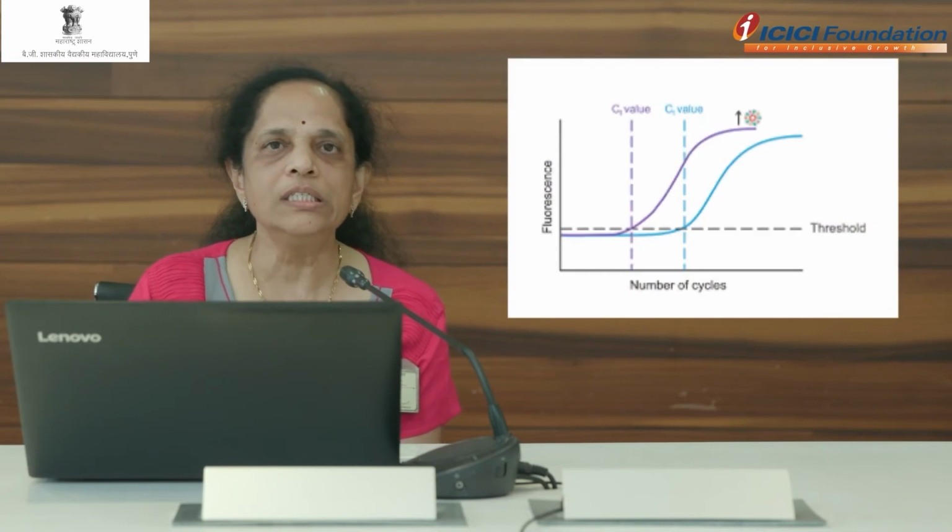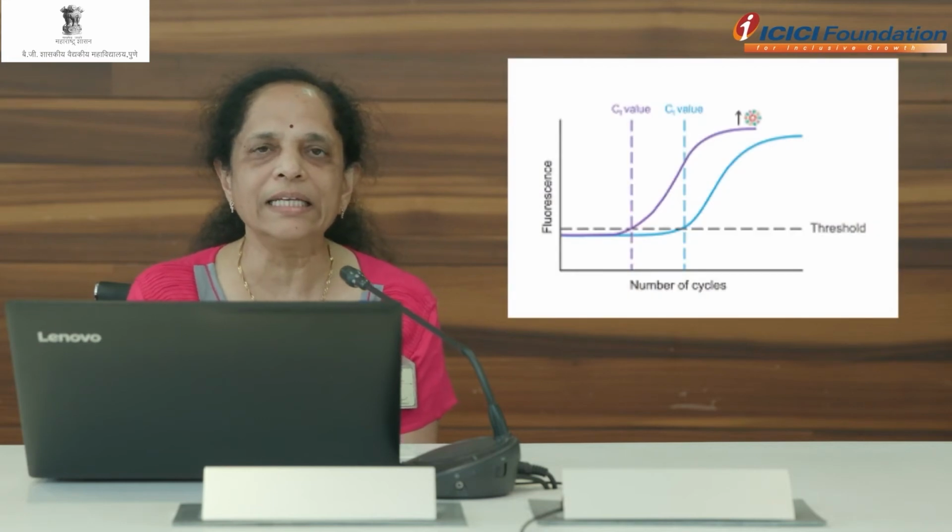So there is a minimum of 10 raised to 30 amplification, and that is when we say the test is positive. So this is based on the CT value, or the cyclic threshold.